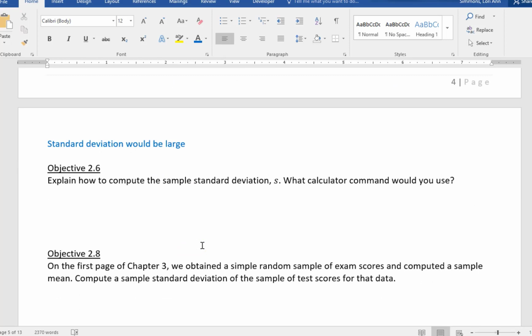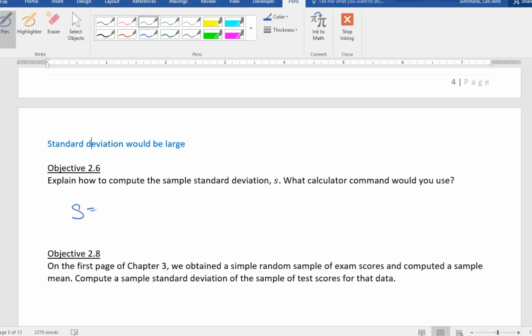So now, how do we compute the sample standard deviation? S equals the square root of the summation of xi minus x bar squared, all divided by n minus 1. This n minus 1 is slightly different from the population formula, where we just use the population size. This is referred to as degrees of freedom.